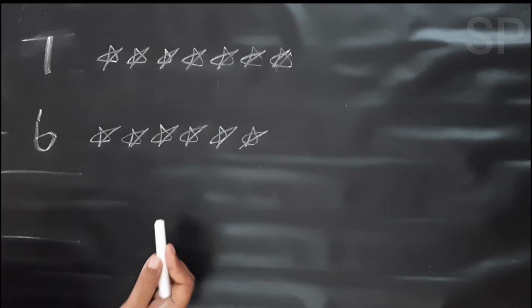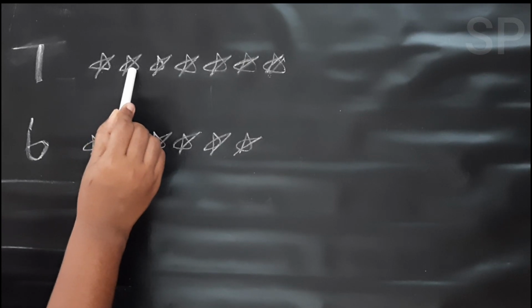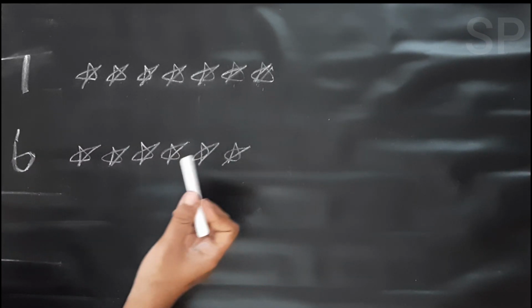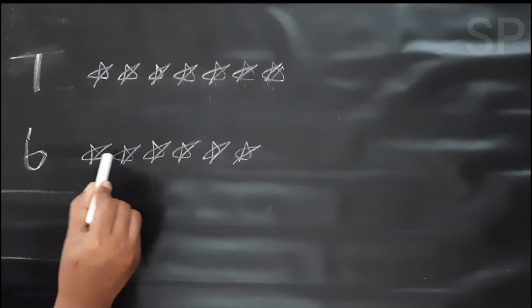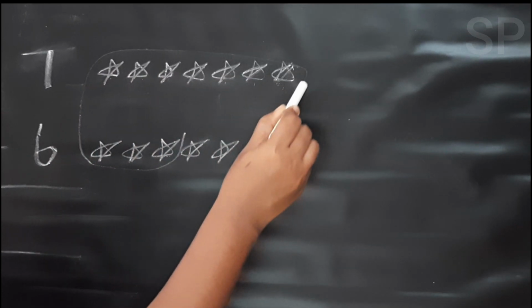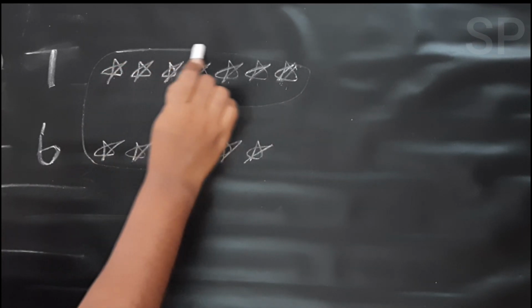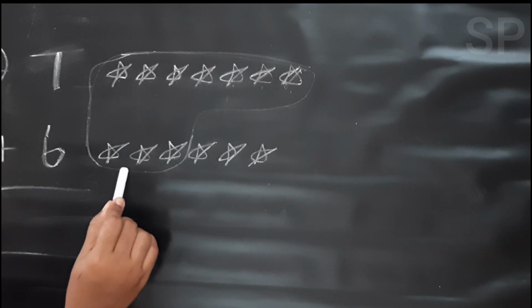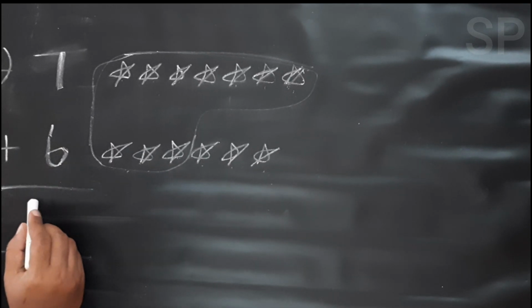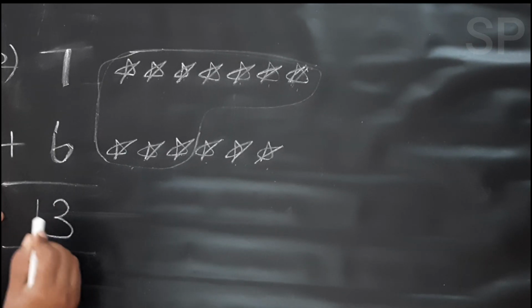Next, what we are going to do, children? We have to make a group of 10. Here 1, 2, 3, 4, 5, 6, 7. So how many stars you are going to add? 3, 8, 9, 10. So this one forms a group of 10. So 10, 11, 12, 13. So 7 plus 6 is 13.